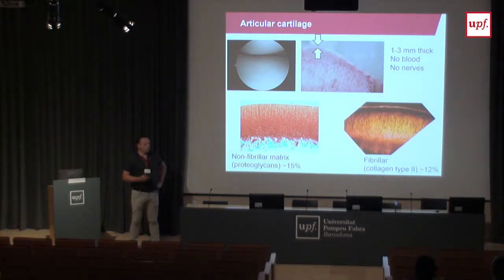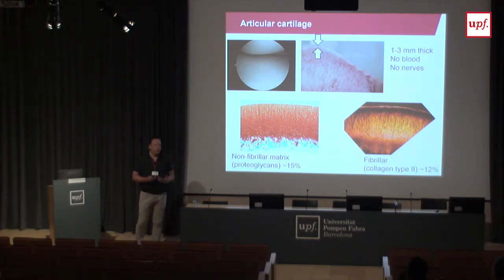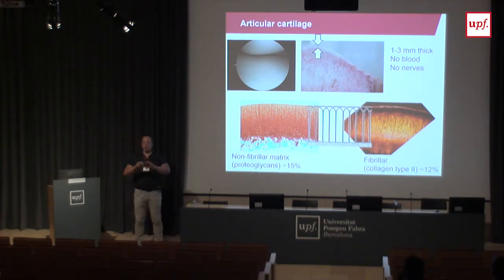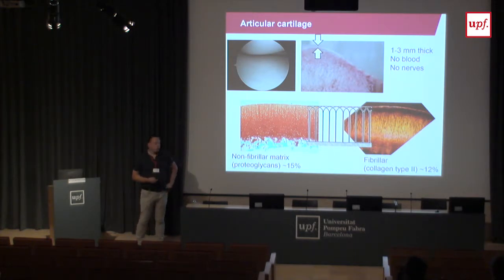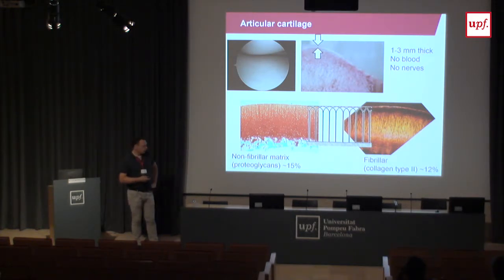Then you could also do another staining to look at the fibers inside. So the collagen type 2 fibers are in cartilage. And if you look at the collagen type 2 fibers on a polarized microscope, you see a picture like that, which means that the fibers in the tissue start from the bottom, where the bone is. There the fibers start, they go up, they bend over, and they form a layer that is horizontal at the surface. That is what the collagen looks like in cartilage.